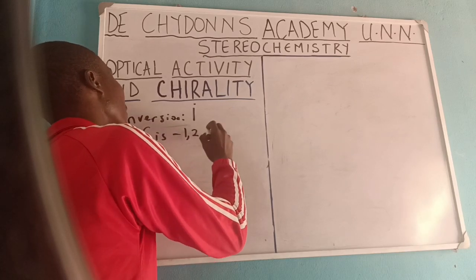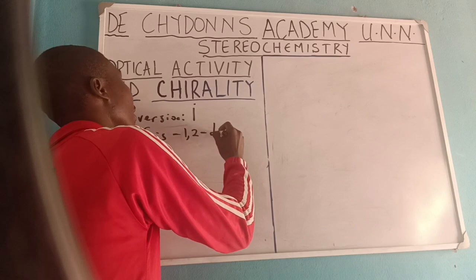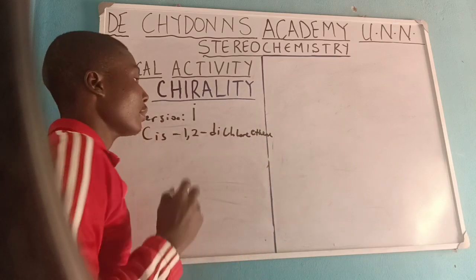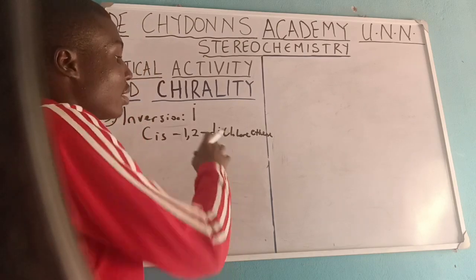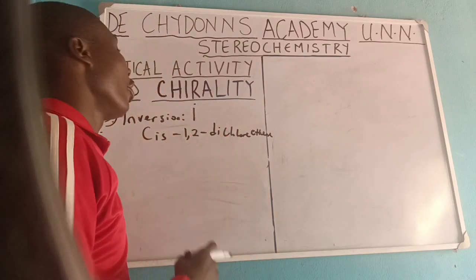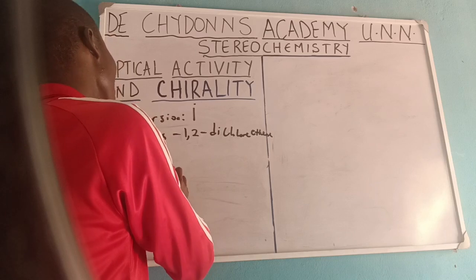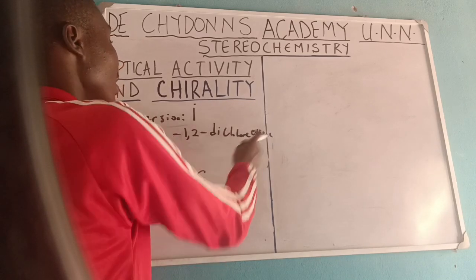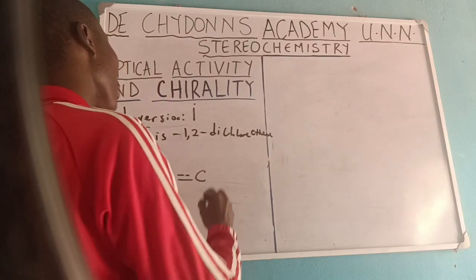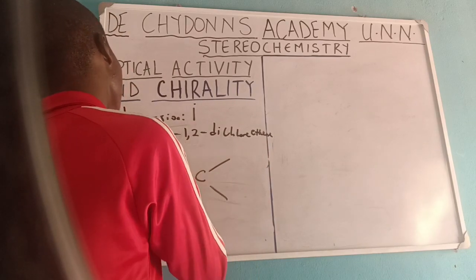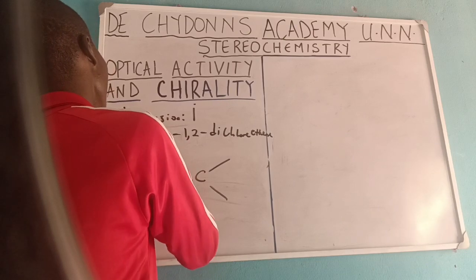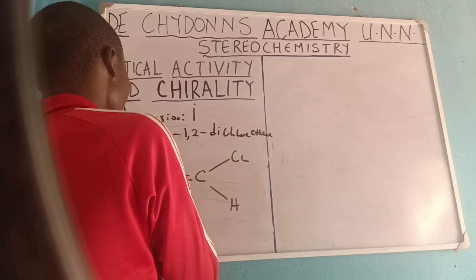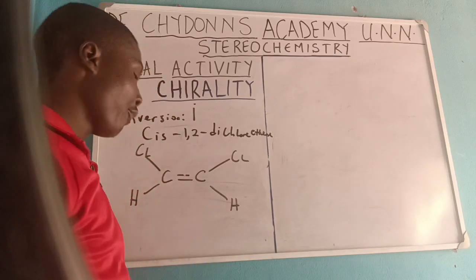1,2-dichloroethane, and then we're going to be working with the cis version of it. So let me draw dichloroethane for you to understand that better. So this is carbon. Since it's ethane, we have a double bond. Then since it is a cis, you have chlorine, you have hydrogen, you have hydrogen.